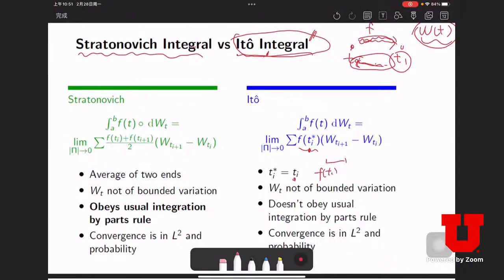So for the Itô integral, for the interval t_i minus 1 to t_i, we just use the left value to define the function value on this small interval. However, for the Stratonovich integral, we use the average of the two ends, the original value here, to define the function value on this small interval. That's the only difference in the definition.